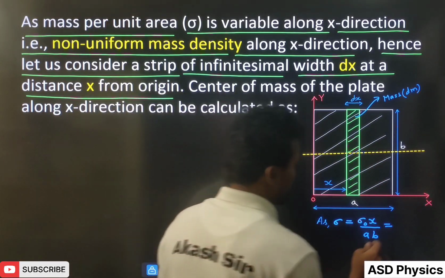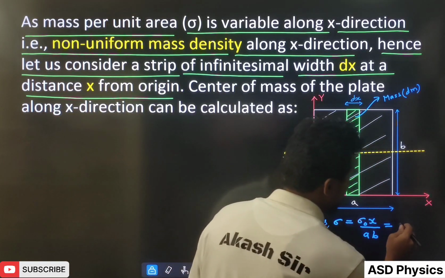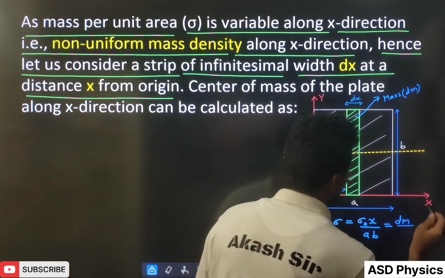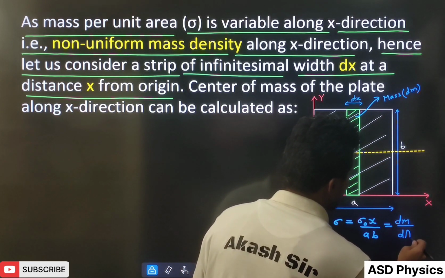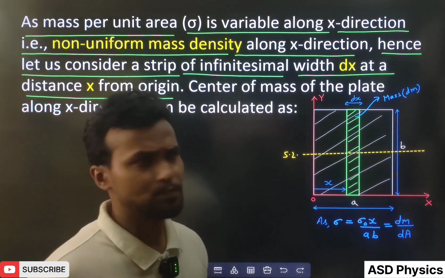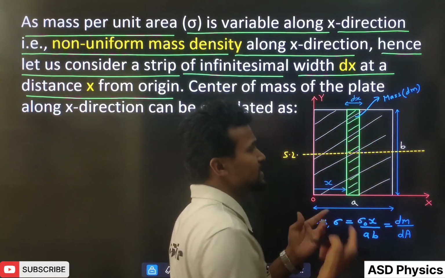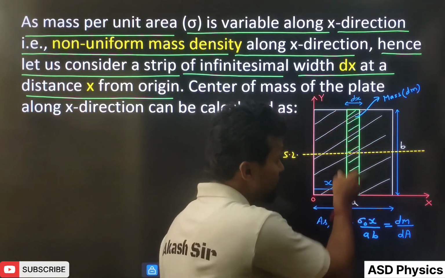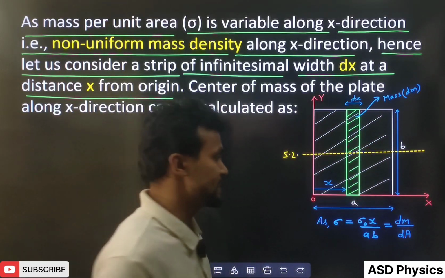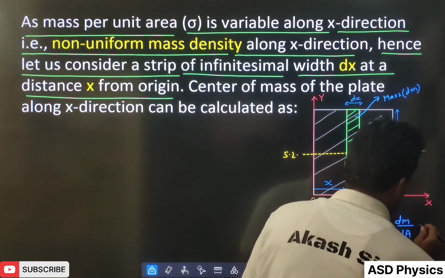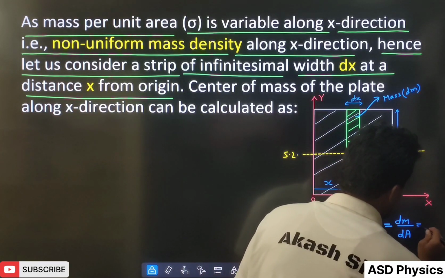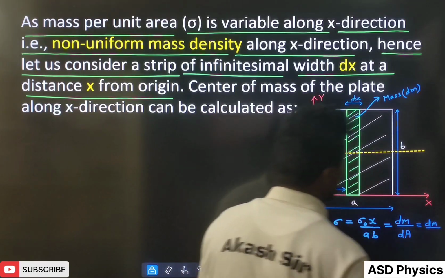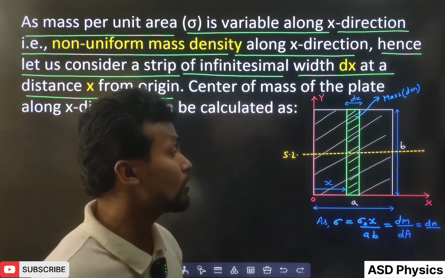So sigma means mass per unit area. That means I can write mass dm by area. Let's take a very small area dA. We know the total sheet has area a b, length into breadth, but we are talking about this strip. So dm by dA. Now this is the dm, and what is the area of this strip?